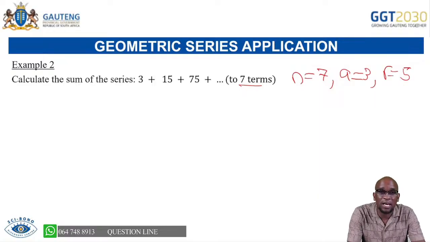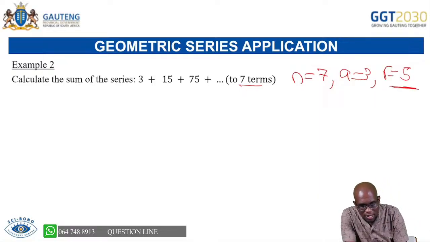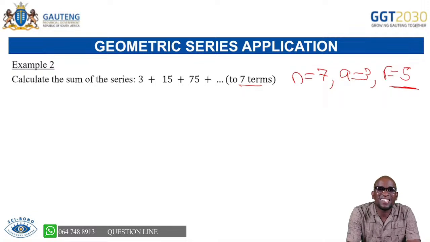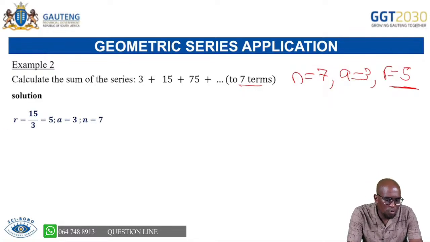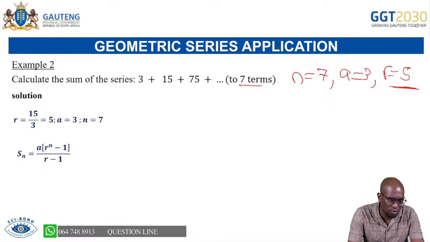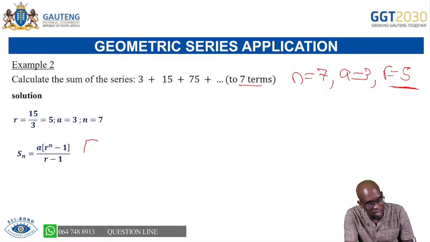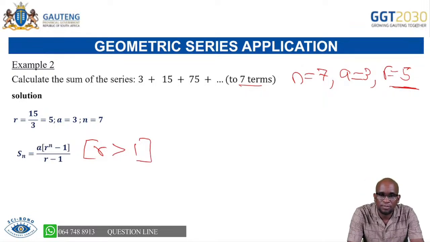So we can take it from there. Now, because our r is greater than 1, we are going to use Sn is equal to a times r to the n minus 1 over r minus 1. Now let's see. r is equal to 5 as I indicated, a is 3 and n is 7. So now we use that formula. We chose this one because r is greater than 1.